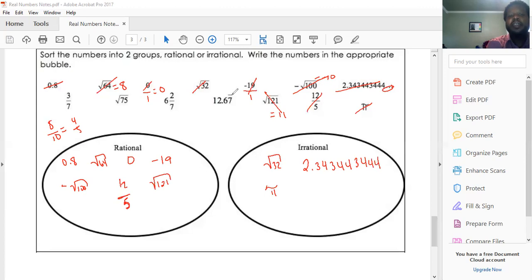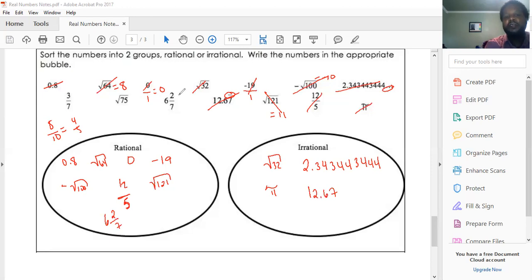12.67 repeating. Another way to represent that it's repeating or non-terminating is by using that bar over the 7. So if it's non-terminating, it has to be irrational. Okay, what about 6 2/7? Well, 6 2/7 is just a mixed number. A mixed number can be considered rational, okay? We don't have to worry about the fact that it's a mixed number.